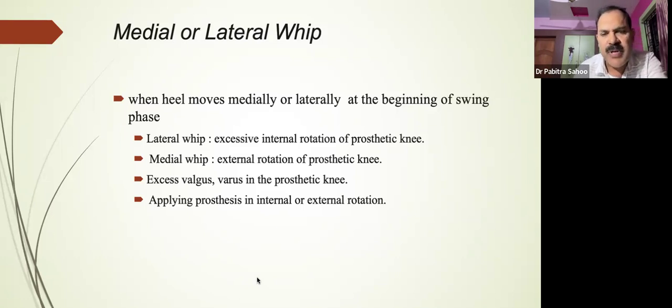There are other associated factors: excessive valgus, excessive varus at the prosthetic knee joint, and applying the prosthesis with internal or external rotation during donning of the prosthesis. And third thing is that if the Silesian strap is not properly fixed anteriorly and posteriorly with equal distance, that can also give rise to rotation of the prosthesis, giving rise to a medial or lateral whip.